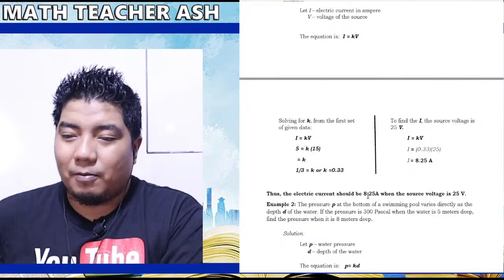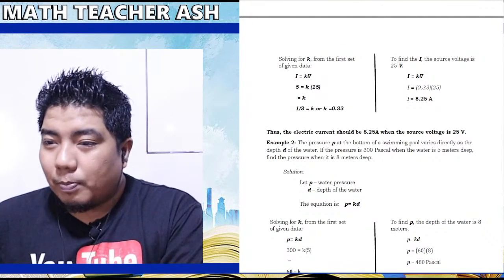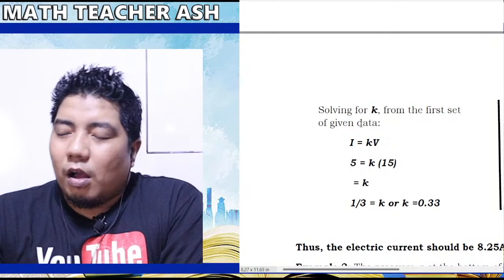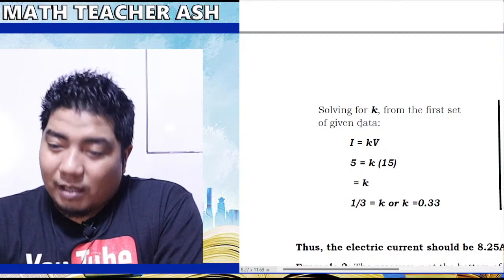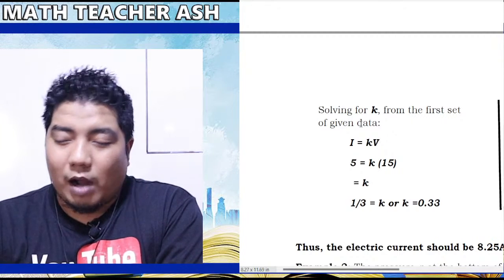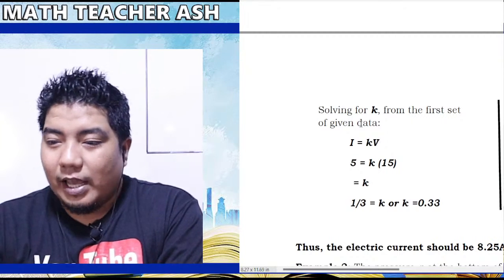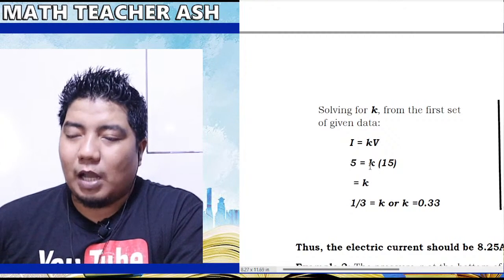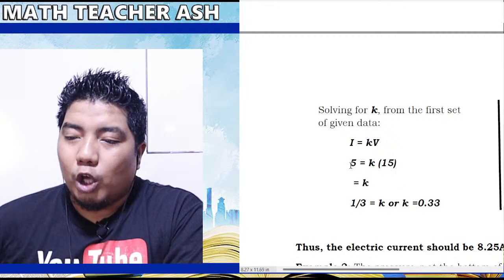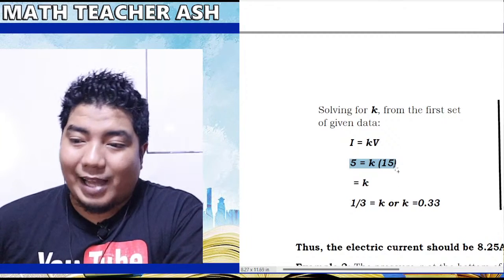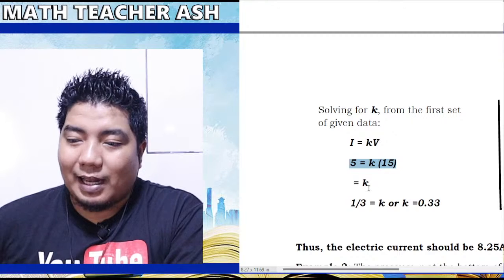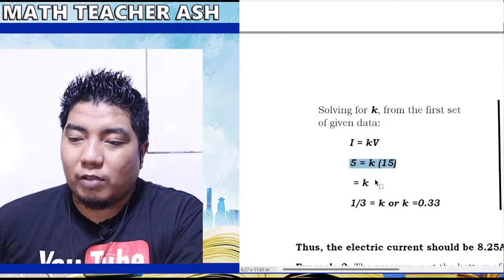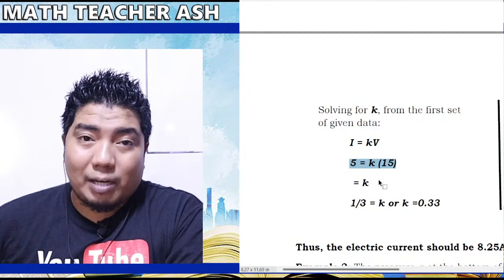So, we have here, okay, I hope you can see this one. Medyo palakihin natin. Alright, ayan. Okay, so solving for k, we have the formula, I is equal to kV. Our I is 5 amperes, and 15 voltage. So, 5 is equal to k(15). Now, in solving this one, you will divide both sides by 15 para ang matira na lang is k. So, you divide this by 15, you divide this by 15. So, makakansel yung 15 dito. Yung 5 divided by 15, okay?